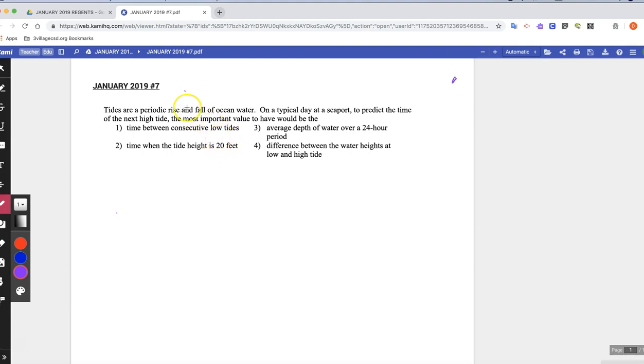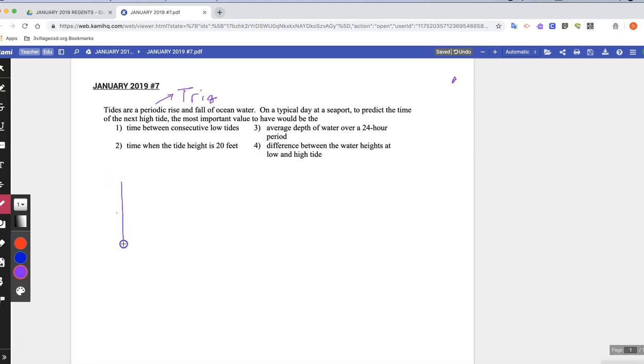So the first thing perhaps to notice here, they make mention of the fact that tides are periodic. When you hear the word periodic, you should be thinking about trig functions, and specifically sine or cosine. The graphs of our sine and cosine functions and the different aspects of them can be used to model different situations, such as the height of water.